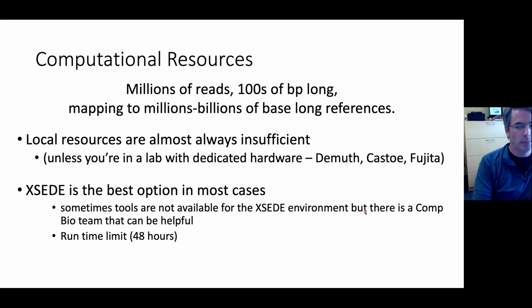My lab, Dr. Casto, Dr. Fujita's lab, we have dedicated machines in our labs to do this kind of stuff. Partly because our labs do de novo sequencing, new genomes, it pays to have that hardware. But for most people, it doesn't. You can just use the XSEDE resources, and that's what we're going to do in our example. The downside is sometimes the tools aren't available.